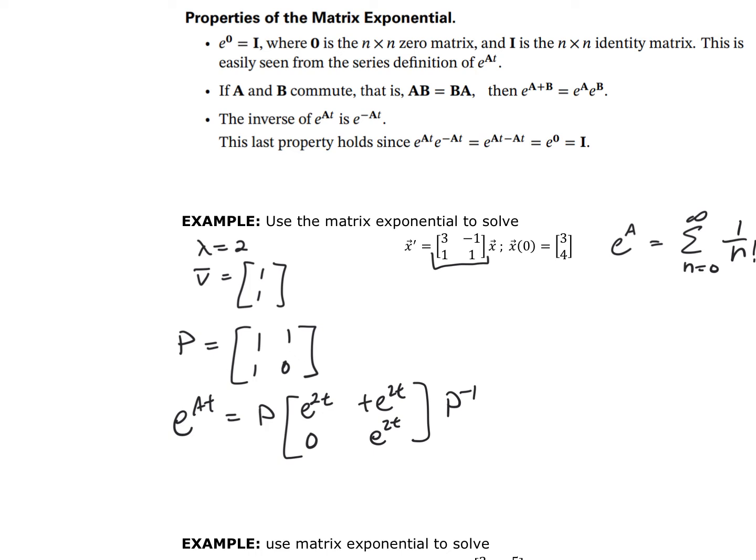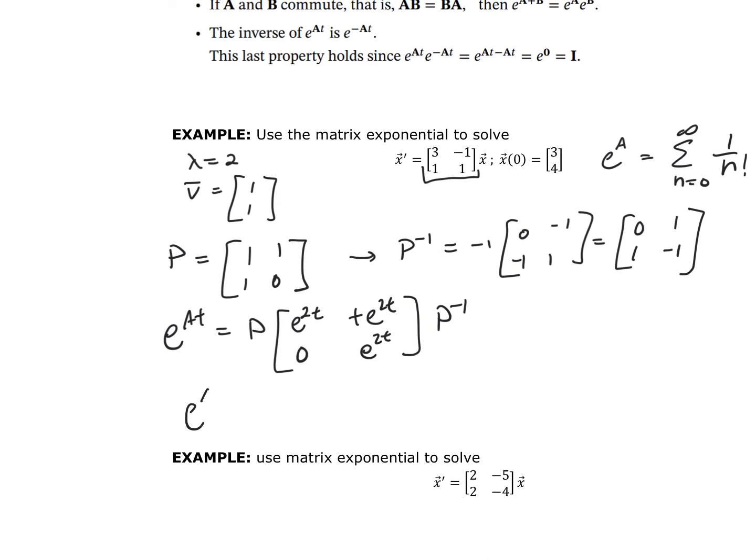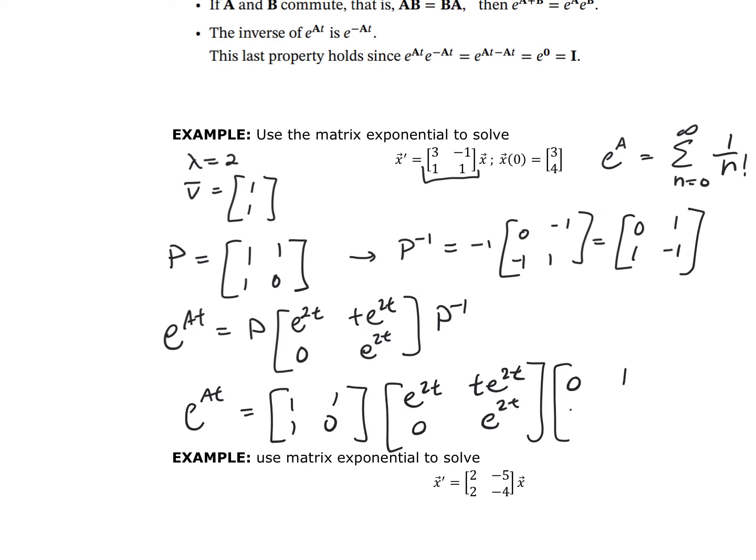All right, but I do need to find P inverse, so I'm going to go ahead and find that really fast. P inverse is 1 over the determinant, and this determinant is going to be -1, so this will be -1 multiplied by 0 and 1 switch positions, and these switch signs. So my P inverse for this is nice. It is 0, 1, 1, -1. Then my e raised to the at is going to be my P, 1, 1, 1, 0, times e to the 2t, te to the 2t, 0, e to the 2t, multiplied by 0, 1, 1, -1.